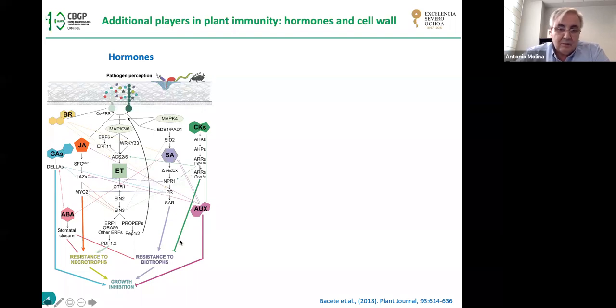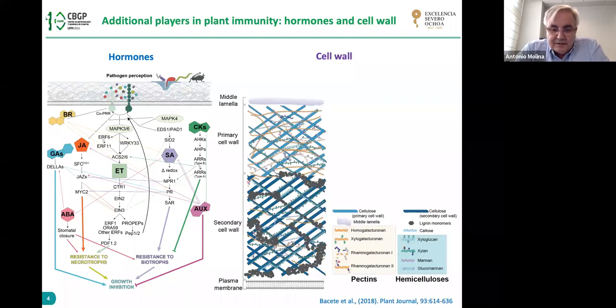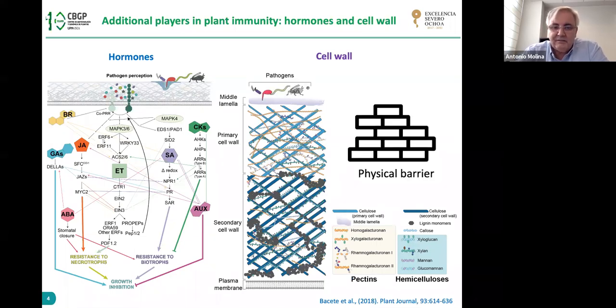pathogens. And one element that probably is the first defensive element, that I guess has been understudied, probably because it's very complex to study, is the cell wall. And the cell wall is clearly a physical barrier to pathogen infection. And as you can see here in this very fancy cartoon, also from Laura, it's a very complex structure.